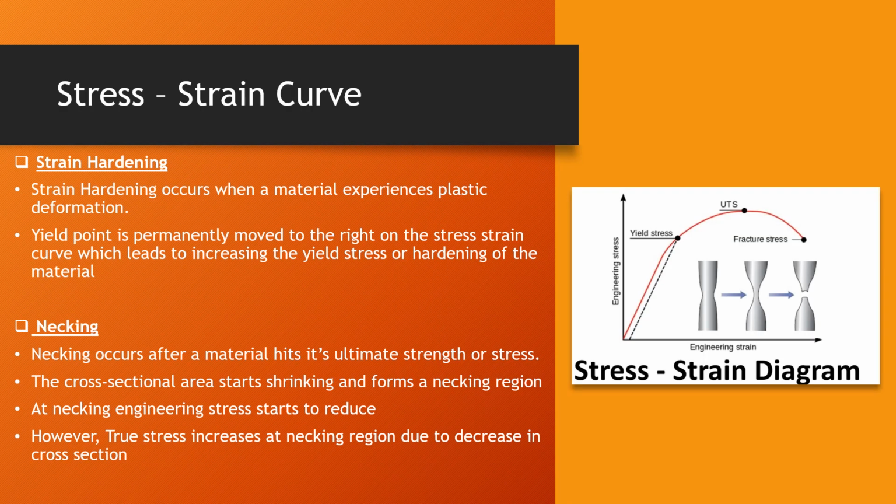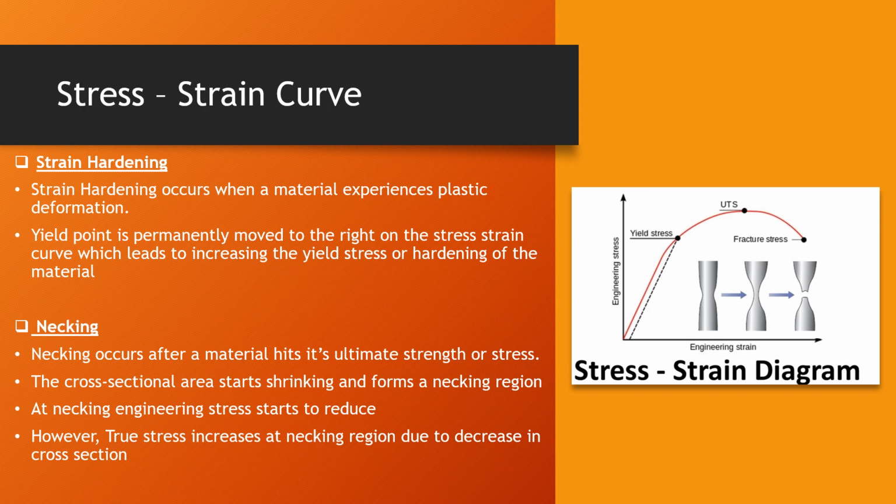Now, strain hardening. Strain hardening is basically the region from the yield point to the ultimate stress or ultimate tensile strength. In this region, the material starts to deform plastically, so it moves the yield point to the right and increases your yield stress, or hardens the material, so you are going closer to fracture.